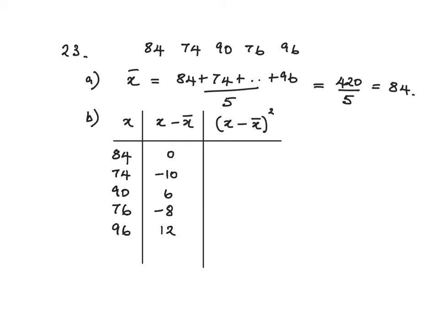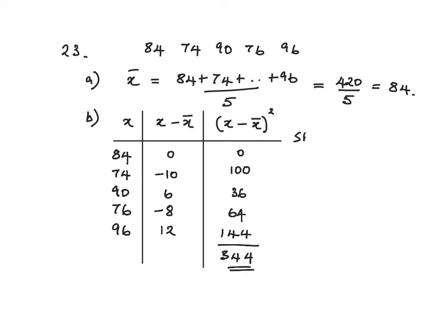We want to square each of these values. 0 squared is 0, minus 10 squared is 100. Remember, when you square a negative, you must get a positive. 6 squared is 36, 8 squared is 64, 12 squared is 144. That gives us the total here of 344.